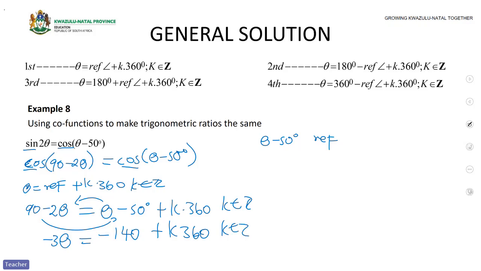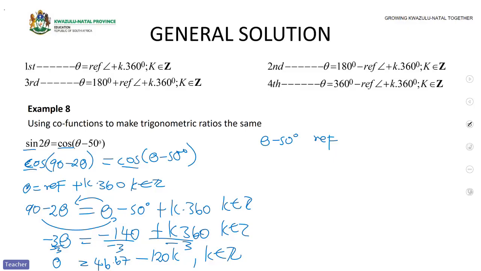Then we need to divide by negative 3 so that we get theta. Then when we divide by negative 3 here, we get theta. 140 divided by negative 3 should give us 46.67. Then when you divide by 3 here, it will be negative 120k, where k is an element of all integers. So that's how you deal with this type of equations.